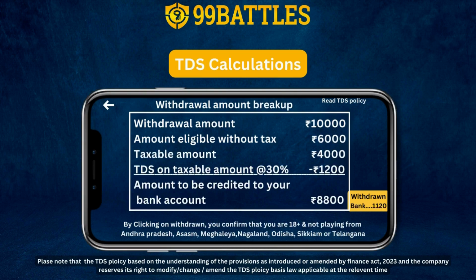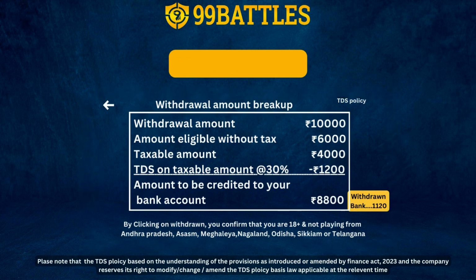If you withdraw Rupees 10,000, then TDS is applicable only on Rupees 4,000 winning at 30% because you have already paid tax on Rupees 6,000. This means that on a withdrawal request of Rupees 10,000, the amount that will come to your account will be 10,000 minus 1,200, which is TDS on Rupees 4,000 at 30%, equal to Rupees 8,800.